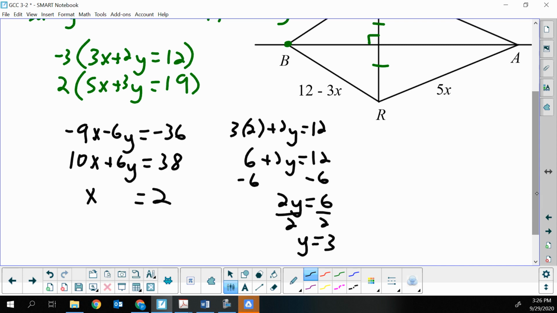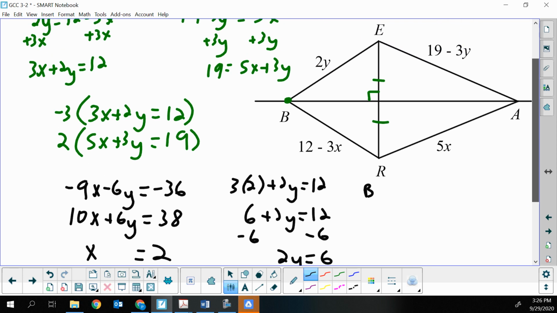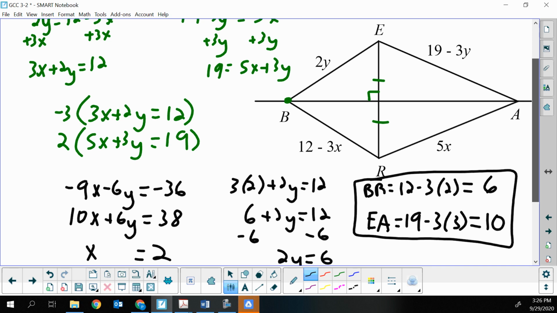But they wanted us to find BR and EA. BR is equal to 12 minus 3 times the 2, which was x. That'll be 12 minus 6, which is 6. EA was 19 minus 3 times our y, so that's a 3 in the y spot. That's 19 minus 9, or in other words, 10. So the big idea, if you're a point on a perpendicular bisector, you are equidistant from the endpoints.